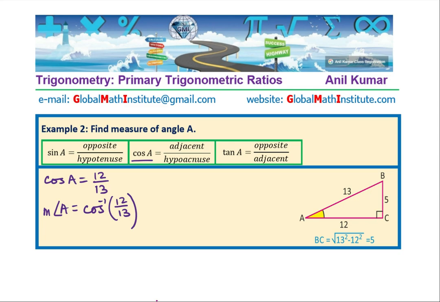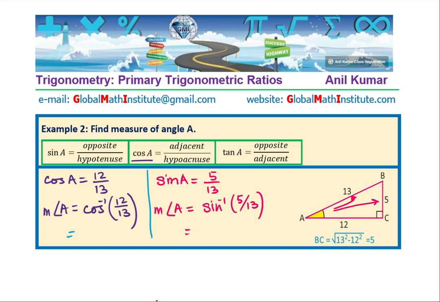You get the idea. So this time I use cosine, and I'll get my result correct. Use your calculator, write down your result. Perfect. The next one I will do is using sine. If I want to use sine, then I have to look at the opposite side, which is 5 in this case, and the hypotenuse, which is 13. So I'll write that the measurement of angle A is sine inverse of 5 divided by 13. And I'll get the same answer. Verify it. It's a good time to verify. Do you get exactly the same answer?